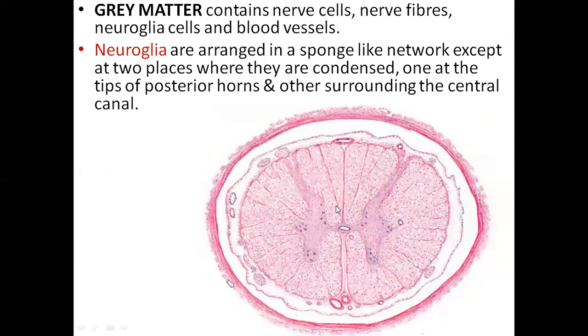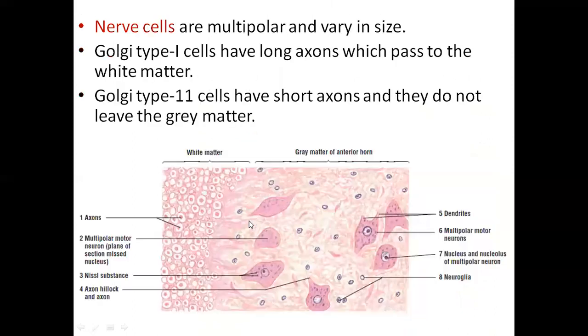Neuroglia are arranged in a sponge-like network except at two places where they are condensed, one at the tips of the posterior horns and the other surrounding the central canal. Rest all places they are very much sponge-like.